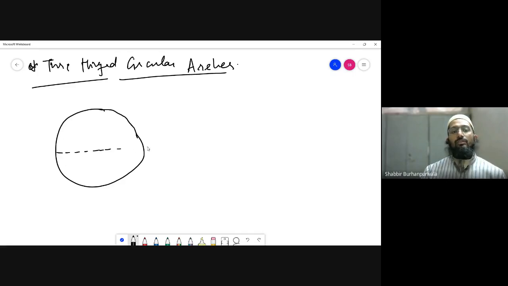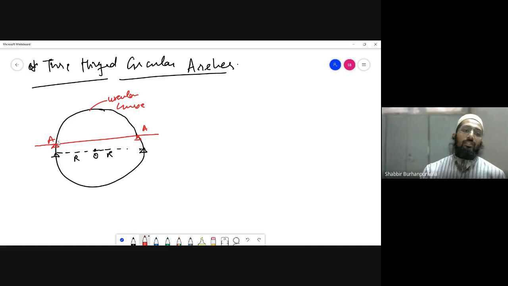So suppose this is the center point O. This is your radius, this is your radius. When we talk about a circular arch, that doesn't mean it is going to be a perfect semicircle. It is perfectly possible that a circular arch can be this. So this is your point A, this is your point B. This curve is a circular curve. Because the curvature is circular, we call these arches circular arches.